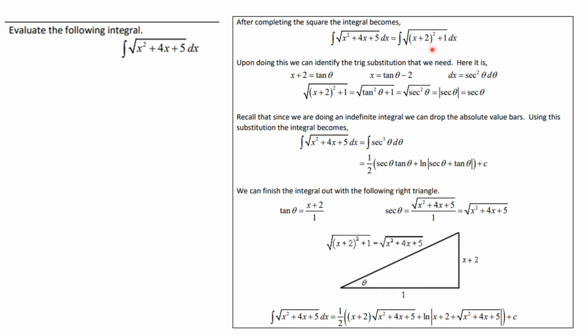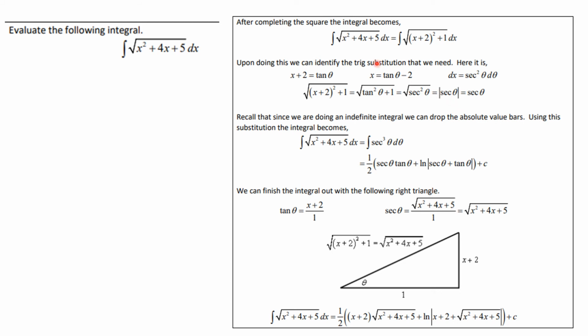So we're going to let this thing be u, but I'm just going to say x plus 2 is equal to the tangent of theta. Now I'm going to solve here. So x is equal to tangent theta minus 2. And that means that dx, the derivative of the tangent, is secant squared theta d theta. So that means this radical becomes, by this substitution, tan squared plus 1. Underneath the radical I have secant squared. I'm taking the square root of that. That's the absolute value of secant.